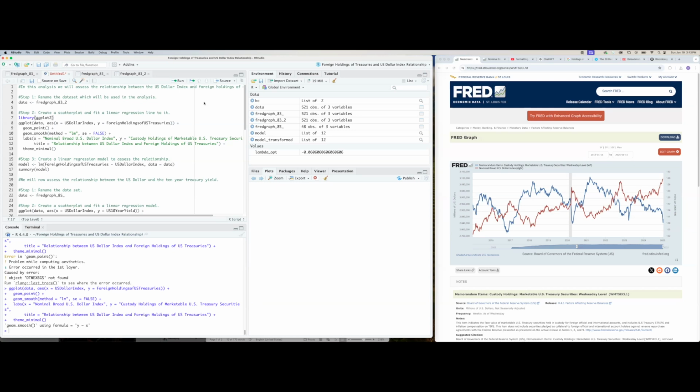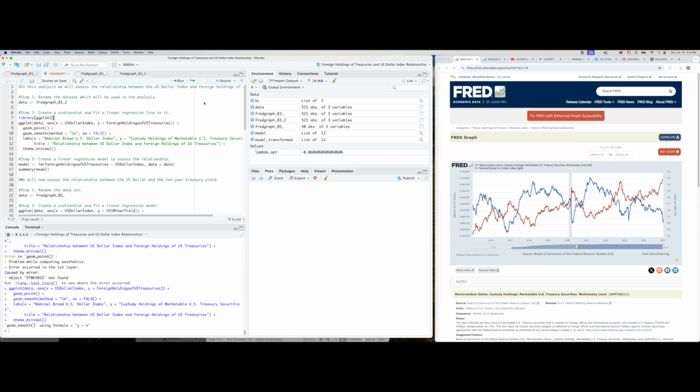And when you take a look at the right-hand side of the screen, the blue line represents foreign holdings of US Treasuries. The red line represents the US dollar index. It already looks like there is a negative relationship there.